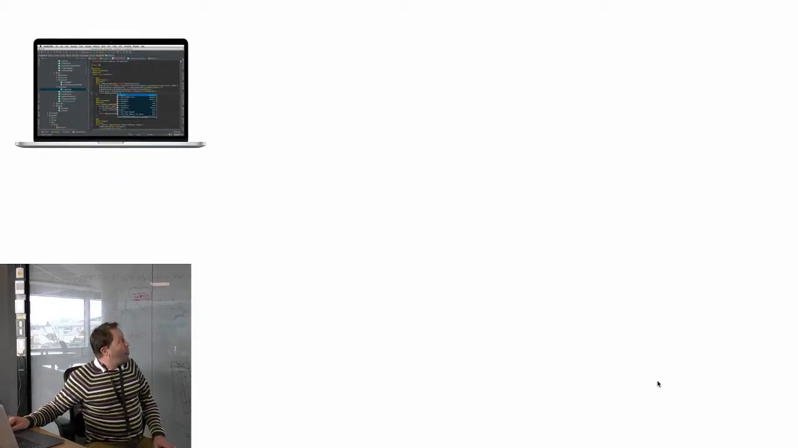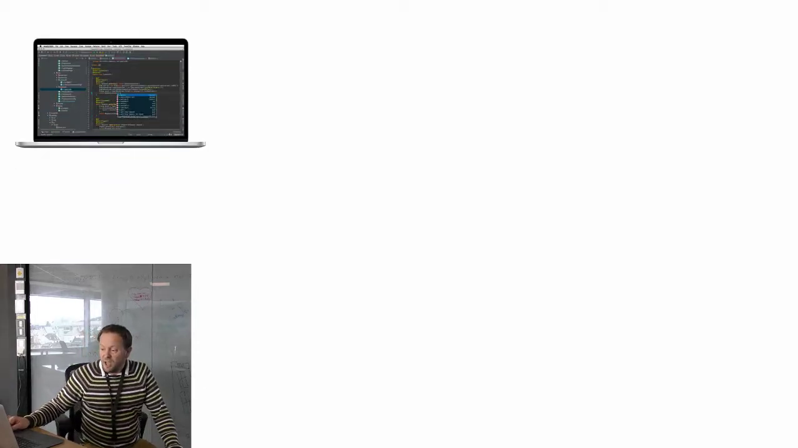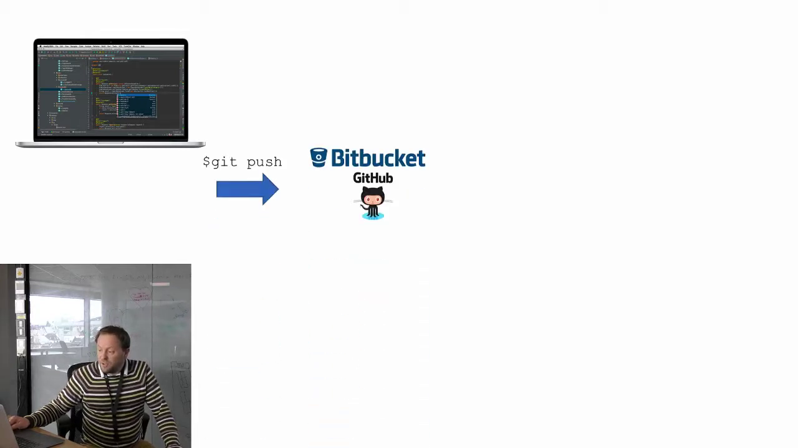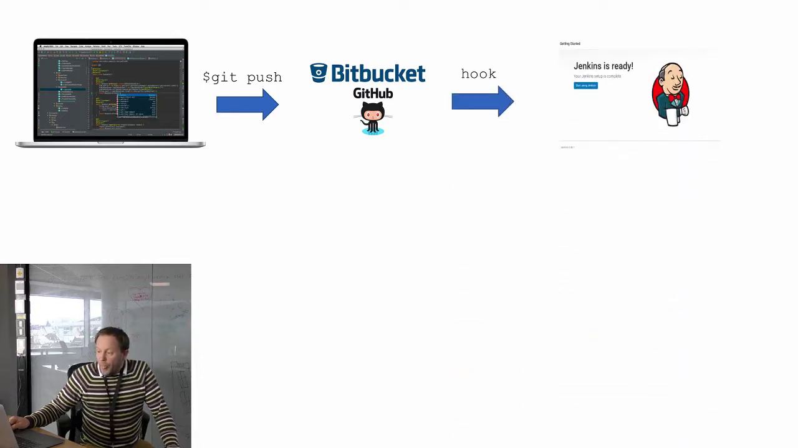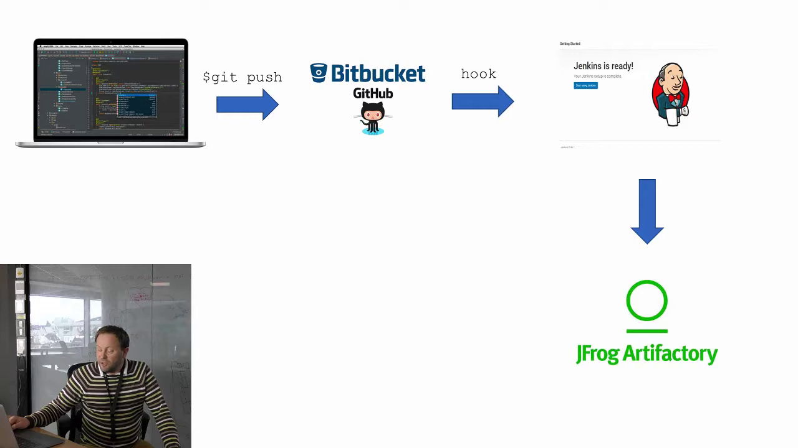Okay, this is how we deploy containers at TV2 today. We develop our code on our laptops. We push it to GitHub and Bitbucket. Then Jenkins takes over and compiles and does all the CI, continuous integration, continuous deployment. And the container images end up in Artifactory.